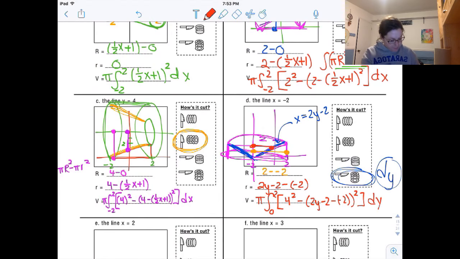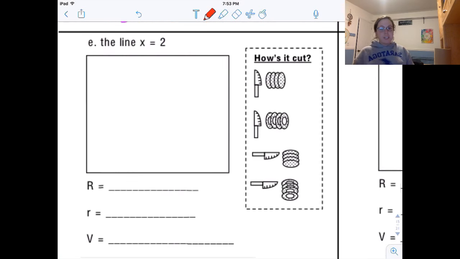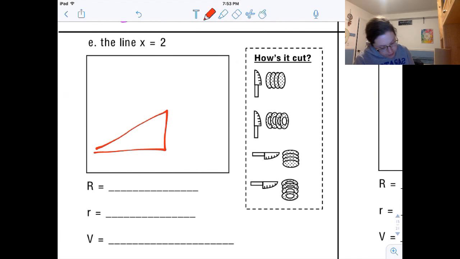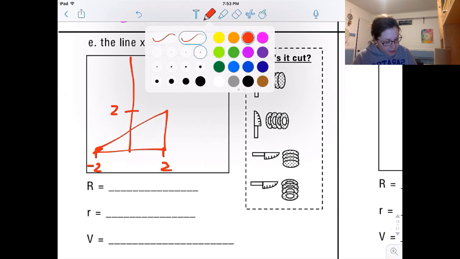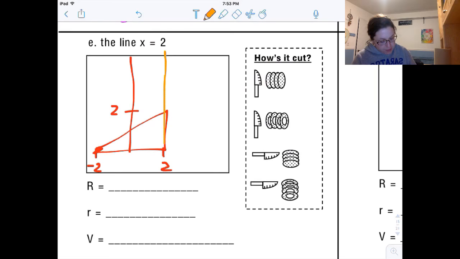Okay, let's do another one. Same region, x equals 2. So I'm doing the same region. I'm going here to here. This is at x equals negative 2. This is x equals positive 2. This is at y equals 2. I am rotating that around the line x equals 2. So I'm going around this line.